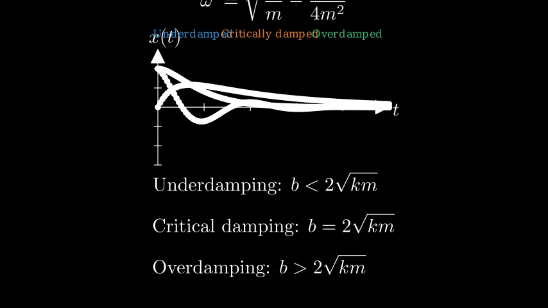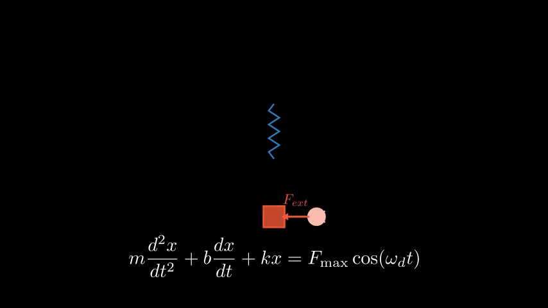Now, let's add an external driving force to our damped system. This creates what we call forced or driven oscillations. Imagine pushing a child on a swing. You're applying a periodic force to keep the oscillation going. Our equation now becomes m times the second derivative of x plus b times the first derivative of x plus k times x equals F sub max times cosine of omega sub d times t, where omega sub d is the angular frequency of the driving force.